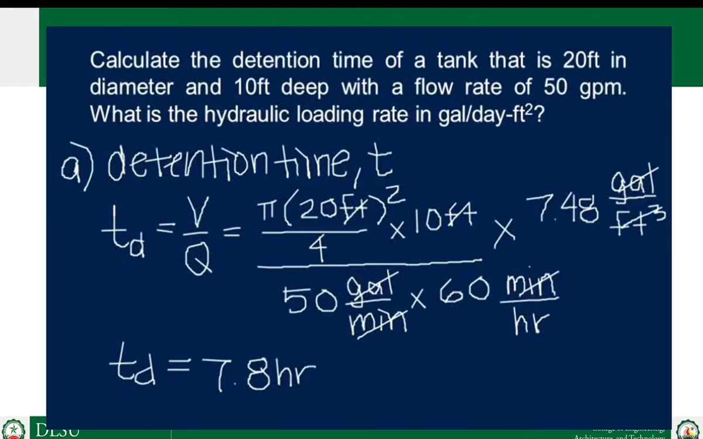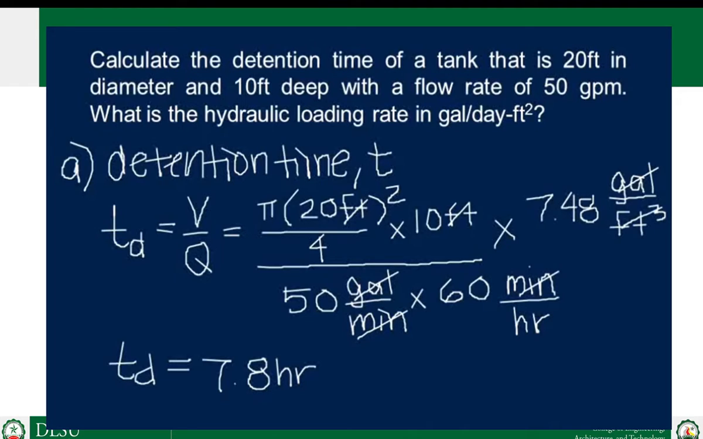But we know that the radius is equal to the diameter over 2. So if we square the r, that is (20 divided by 2) squared, or equal to pi times 20 feet squared over 4. And we multiply it with the depth of the water in the tank, so that is 10 feet. That is the volume of the tank, divided by the flow rate, 50 gallons per minute.